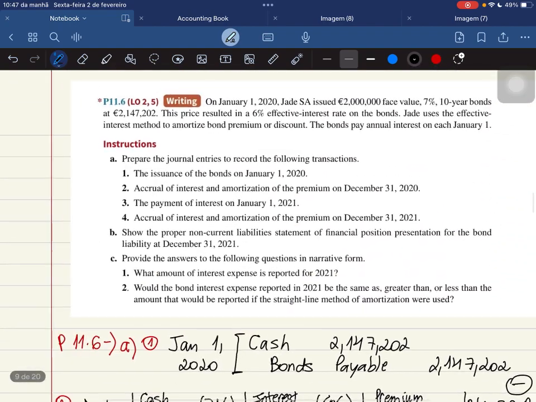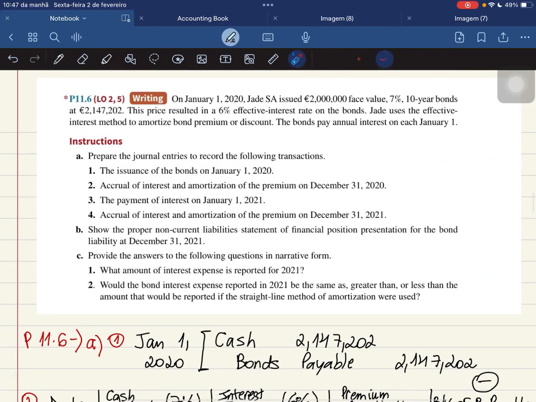Number 4, the accrual of interest and amortization of the premium on December 31st of 2021. Well, number 4 is very similar to number 2. It's just that the dates are different, right? So we are doing the same process, but looking at the next number.